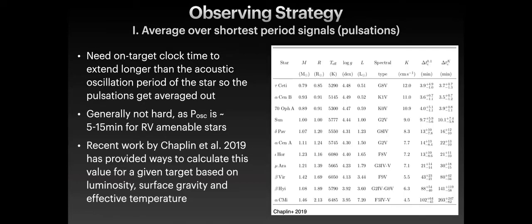Now, the exact averaging time necessary varies as a function of stellar parameters like effective temperature, luminosity, and surface gravity. So you can't just assume that each star should be observed for at least 5 minutes and call that good. But if you check out a paper that came out last year from Bill Chaplin et al., they've worked on how to characterize this for a variety of spectral types and stellar parameters, and they've even got a nifty little Python script which will tell you what observation time to aim for based on the stellar parameters that you input.